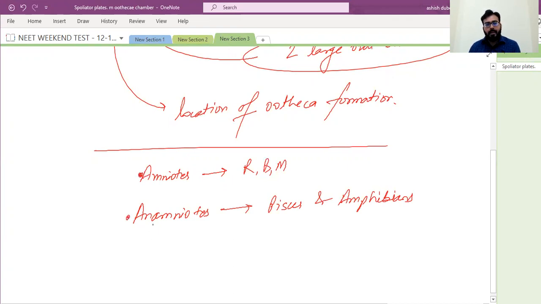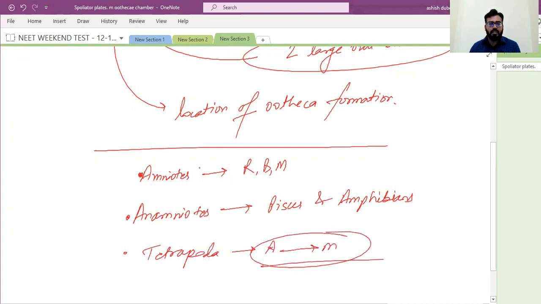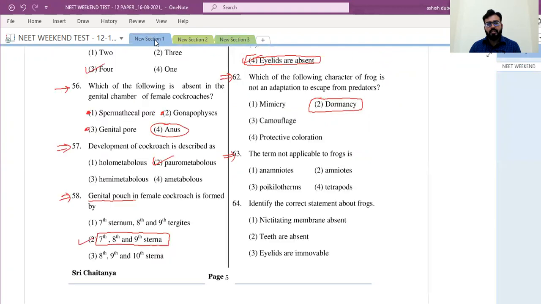Then tetrapod. See, in the tetrapod category, from amphibia to mammalia, there are 4 classes. So frog is a tetrapod, and it is not an amniote. Since contrasting terms are given in the options, one of them will be the correct answer. So the amniote term is not applicable to frog. So the second will be the answer.